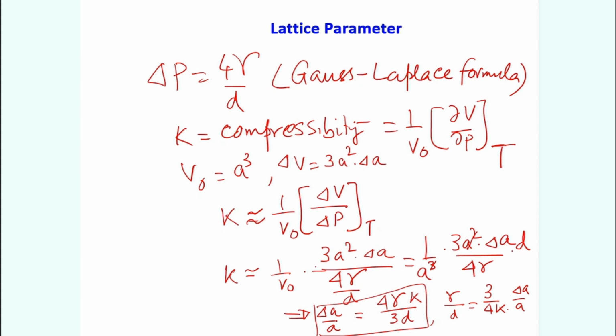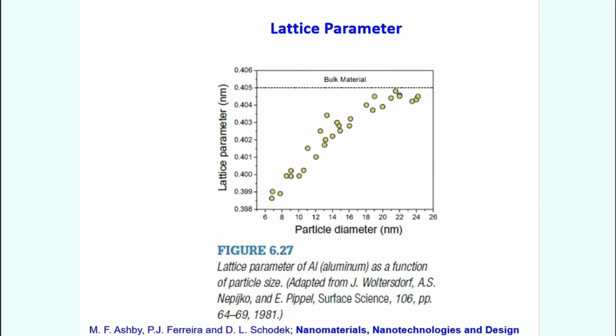So, that means if gamma is finite and K is finite, the lattice parameter change will depend upon 1 by d. 4 and 3 are constants, gamma can be considered constant, and compressibility is obviously constant for a particular material. A is the lattice parameter in the bulk. So, the lattice parameter change goes as 1 by d. You can clearly see that as the particle size decreases, the lattice parameter will also change, and it has been observed that as the particle size decreases, the lattice parameter decreases compared to the bulk. This can be explained using this formula I have given.